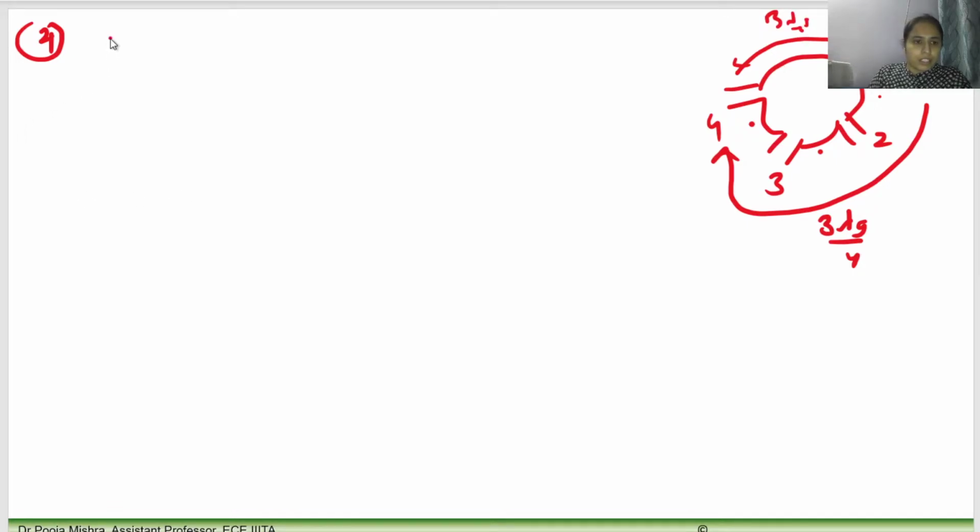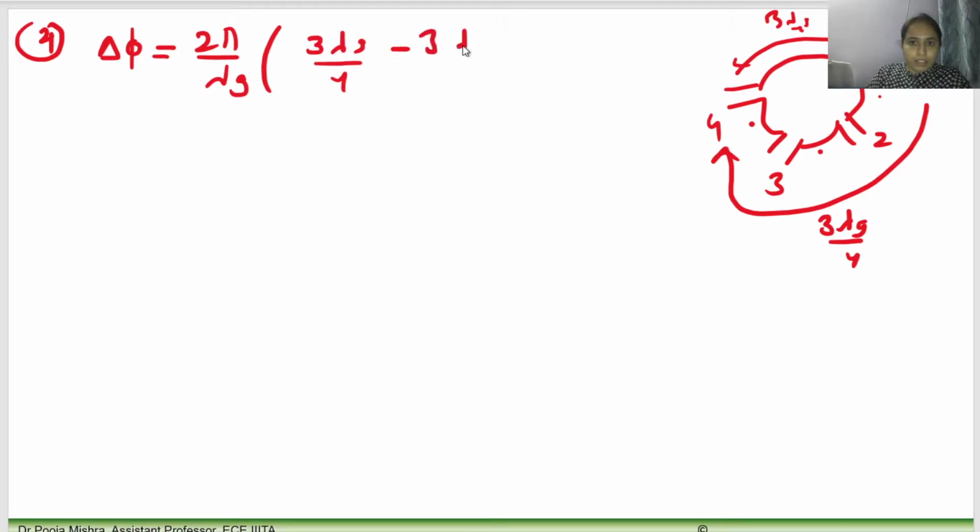So the phase difference of the waves traveling in clockwise and anti-clockwise direction will be 2 pi by lambda g into (3 lambda g by 4 minus 3 lambda g by 4), which is 0. So a 2 pi phase difference was happening at port 2 and 0 phase difference is occurring at port 4. So we'll get the signal from port 2 and port 4.